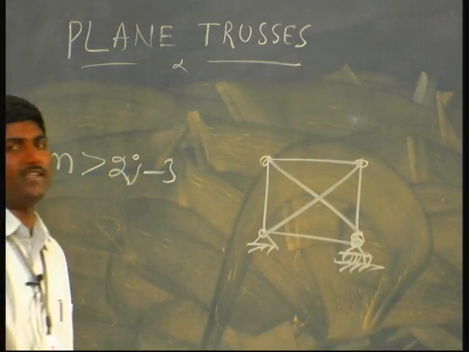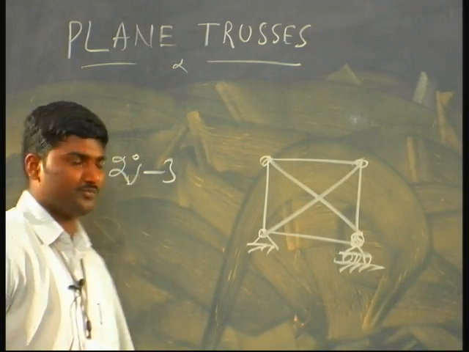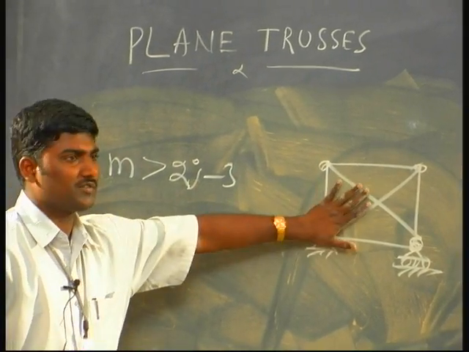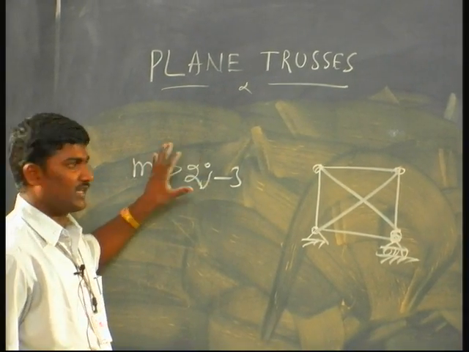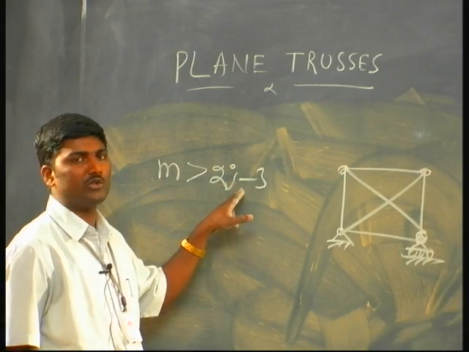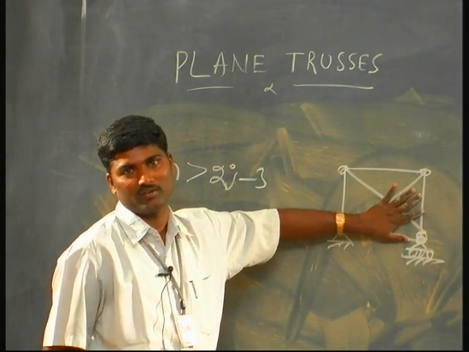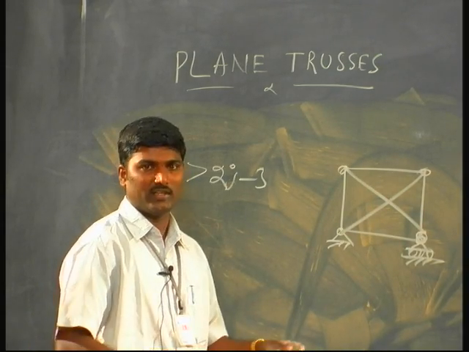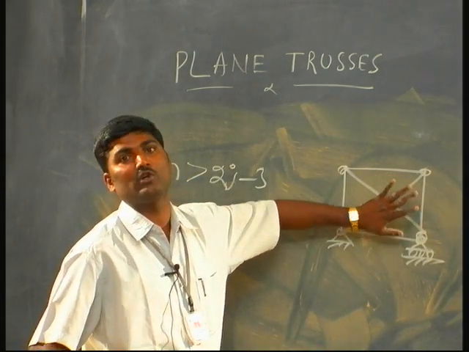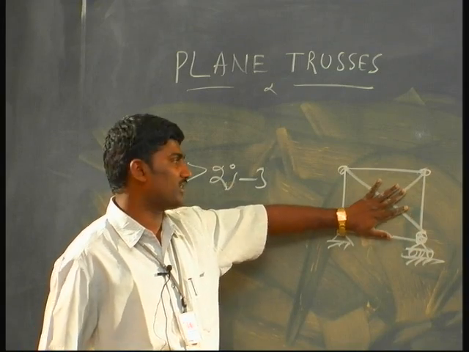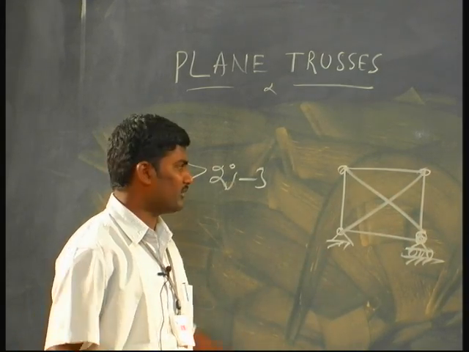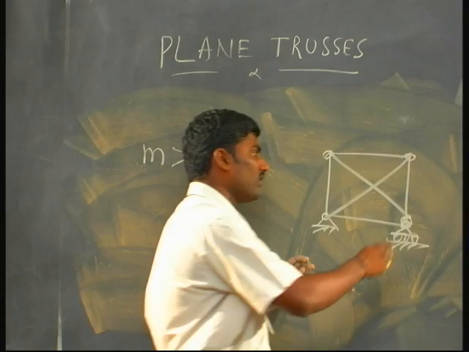This was the truss I drew for you, and this truss is satisfying this condition, that is members are more than 2j minus 3, more than the required number. So somebody asked what is the problem if you have a truss like this? There is no problem, you can have it, it is over rigid.